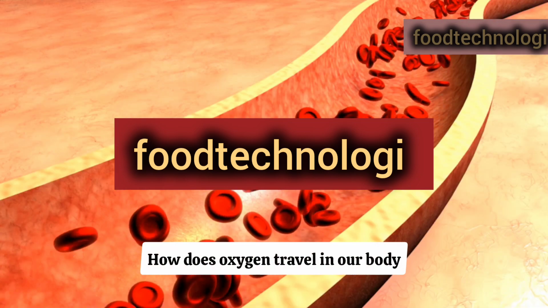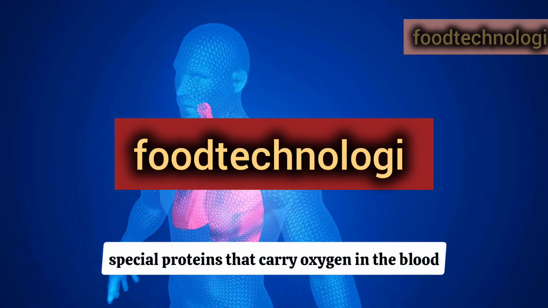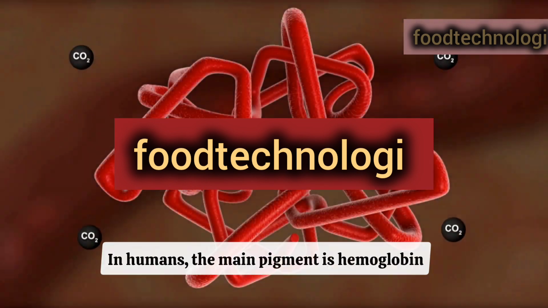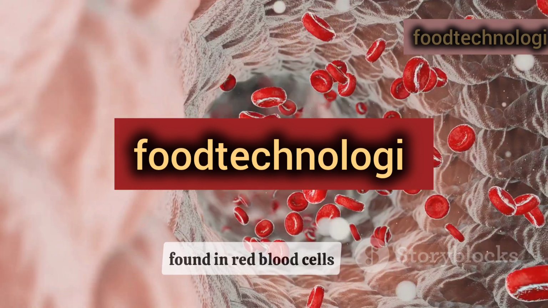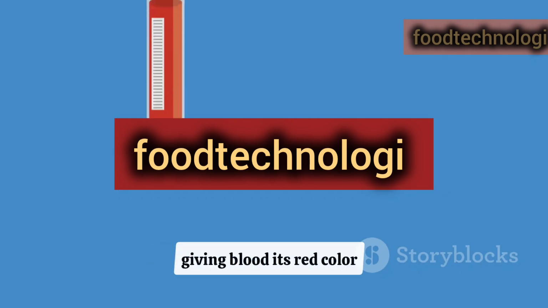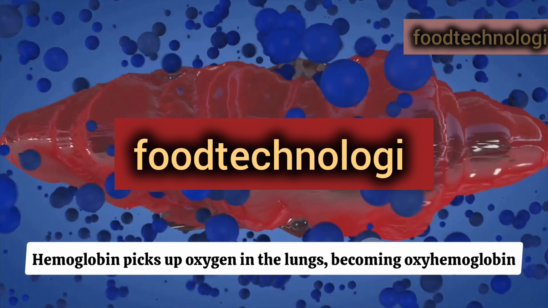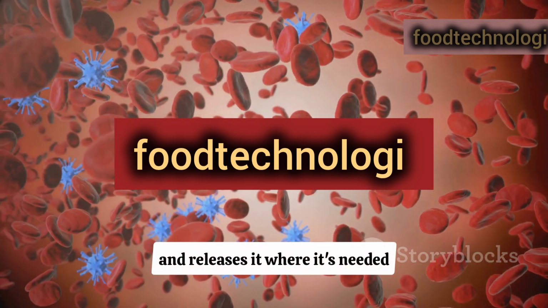How does oxygen travel in our body? Through respiratory pigments, special proteins that carry oxygen in the blood. In humans, the main pigment is hemoglobin, found in red blood cells. It contains iron, which binds oxygen, giving blood its red color. Hemoglobin picks up oxygen in the lungs, becoming oxyhemoglobin, and releases it where it's needed.